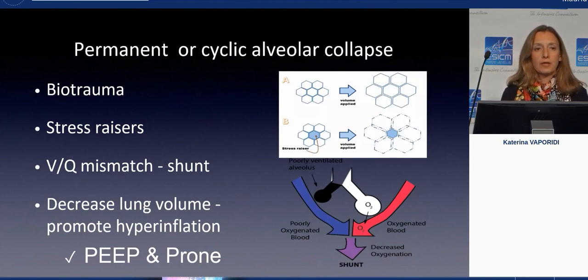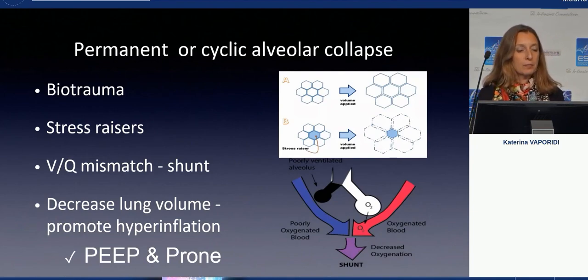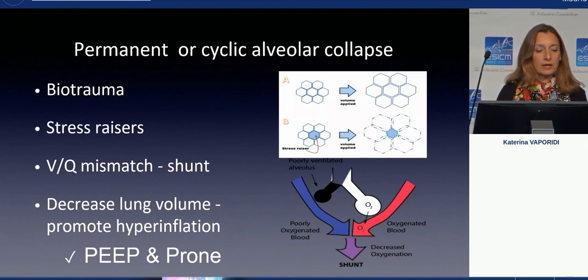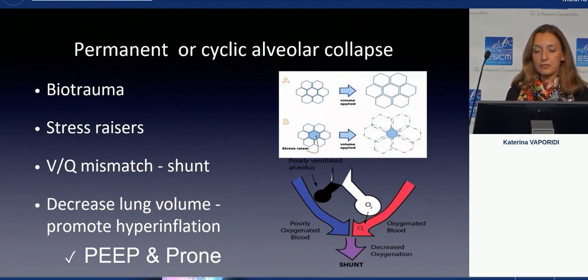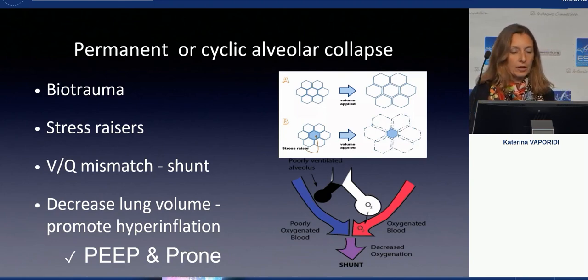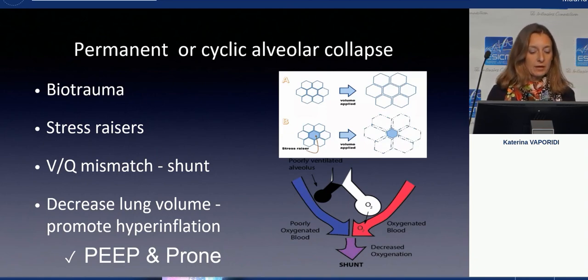Not only do you have to avoid the alveoli being hyperinflated, but you also have to avoid the alveoli closing permanently or cyclically, because it also induces barotrauma. The closed alveoli shift the air to the adjacent ones, acting as a stress raiser. It causes ventilation-perfusion mismatch and then shunt, and impairs oxygenation. And of course, it makes the lung more of a baby lung, so the rest of the lung can be hyperinflated.